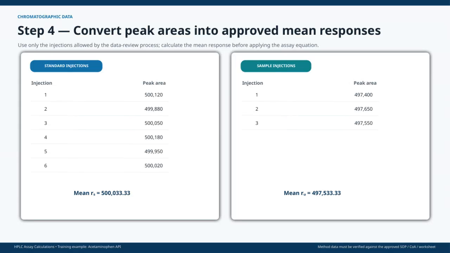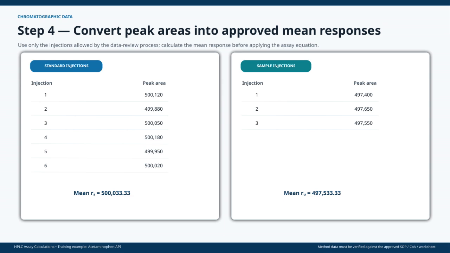Here we're focusing on the critical step of converting chromatographic peak areas into mean responses for an HPLC assay, using acetaminophen as a training example. First, it's essential to verify all method data against the approved standard operating procedure, certificate of analysis, or worksheet to ensure accuracy and compliance. Notice that only the injections allowed by the data review process are used for calculations. We calculate the mean response of standard injections, which here is approximately 500,033.33, representing a consistent and reliable measurement across 6 injections.